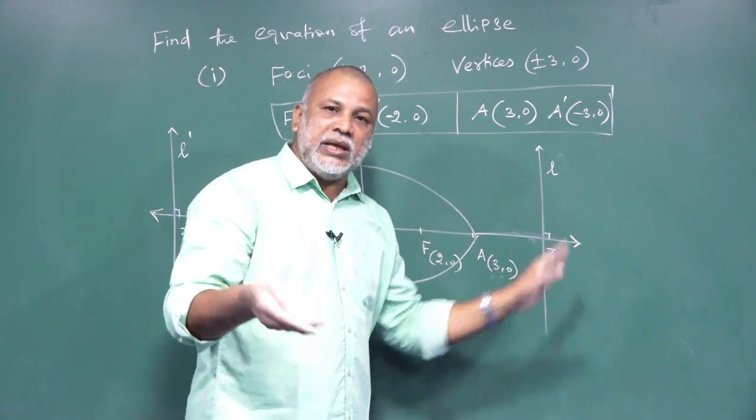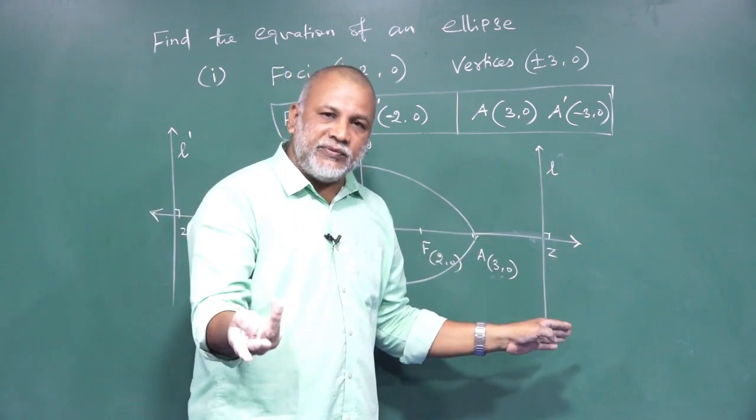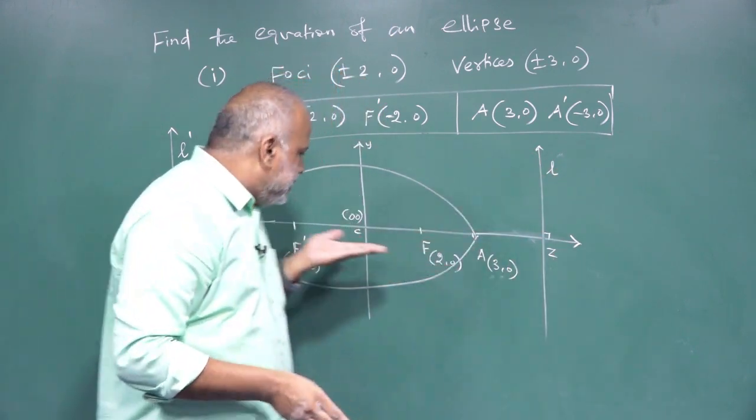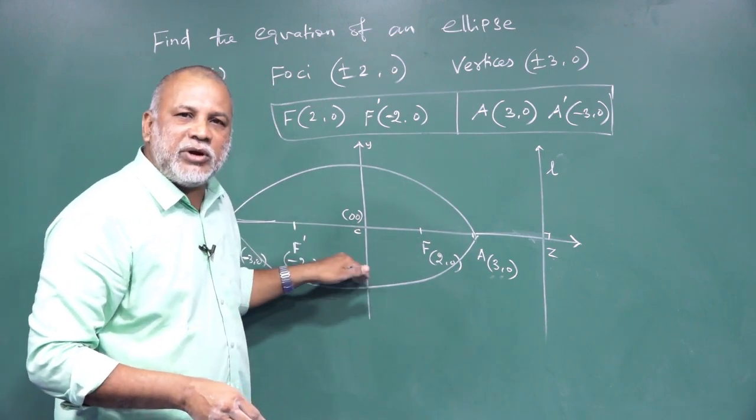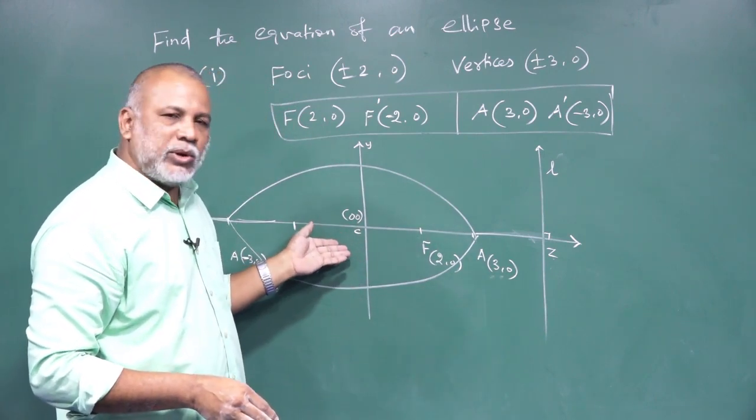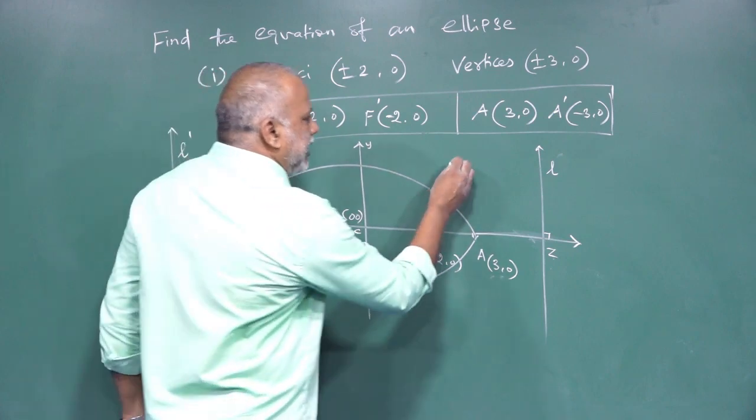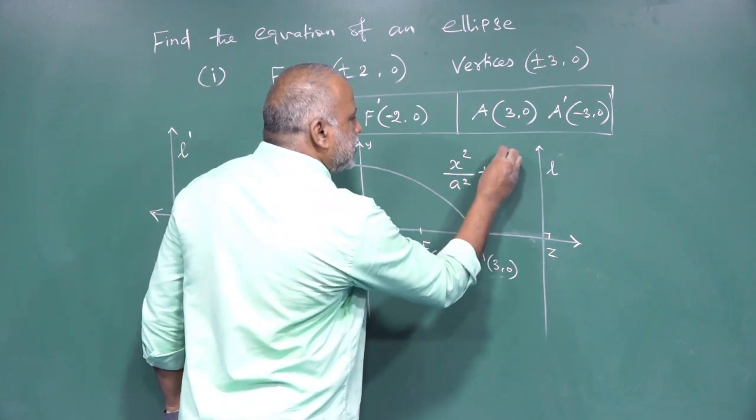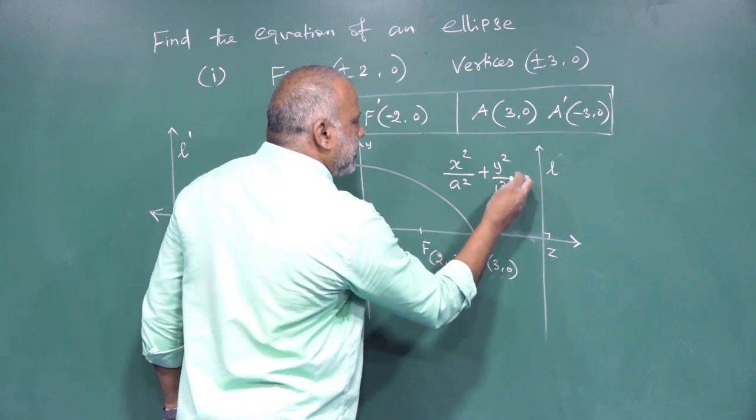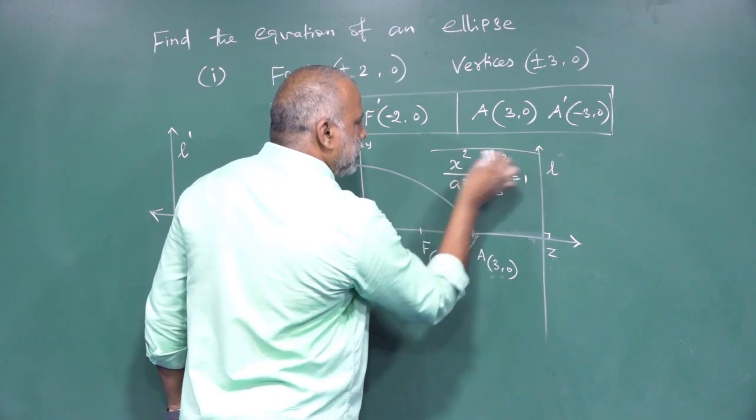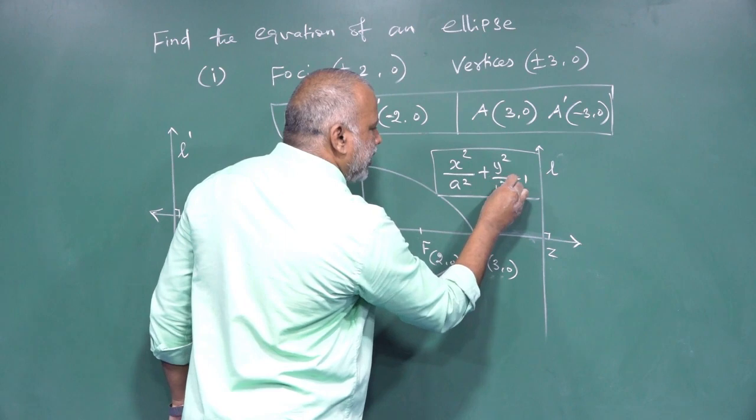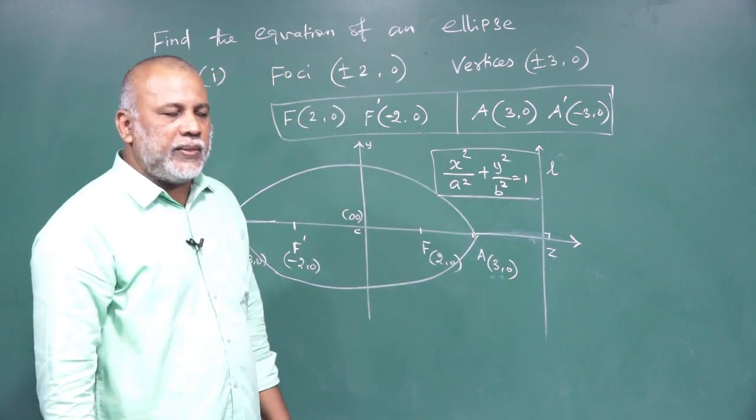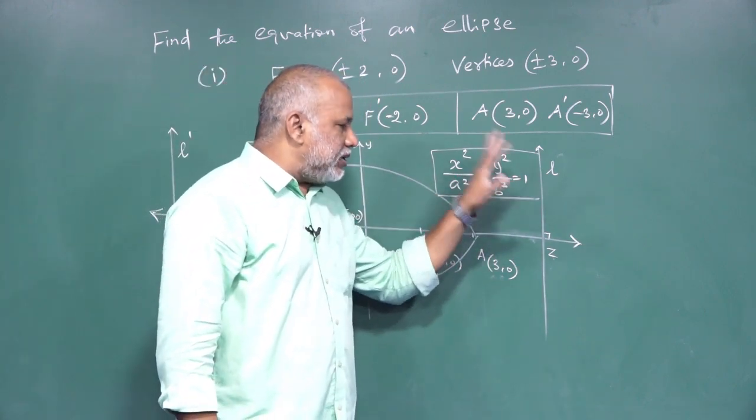Suppose in some other question, you may get the knowledge of directrices also. See this one. What is the type of this ellipse? It should be type number 1 only. What is the equation of type number 1? x squared by a squared plus y squared by b squared equal to 1. It is the required equation.